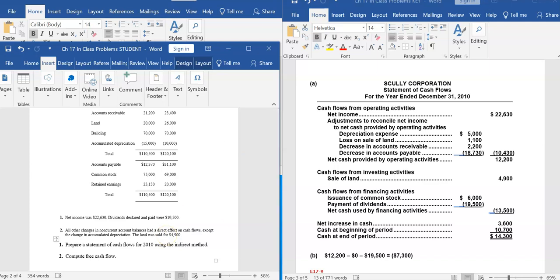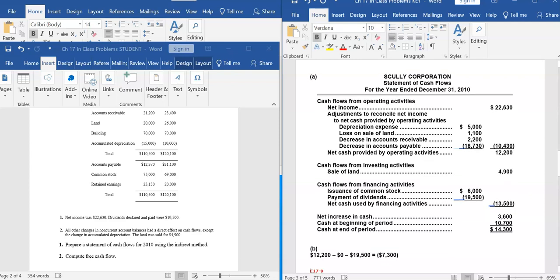Free cash flow is calculated, and let me go ahead and just put it here, by taking the net cash from operating activities, subtracting out any capital expenditures, and any cash dividends. Okay. Thus, for this company, our cash flows from operating activities were $12,200.